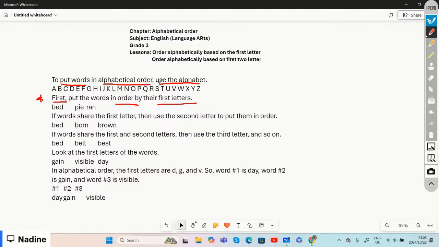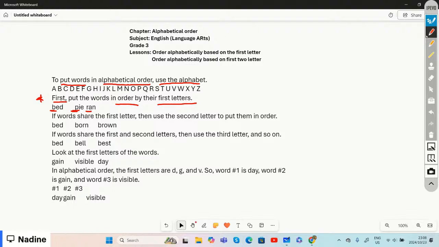And if you look at an example of first looking at words by first letter, then you have words like bed, pie, ran, which means that if you put words in order by first letter, then of course B will go first, P, and then R. Because if you look at those letters, there we have B, there we have P, and R comes after P.